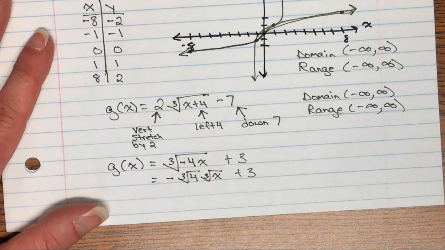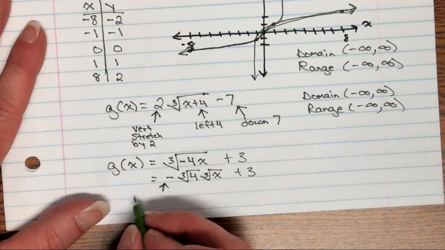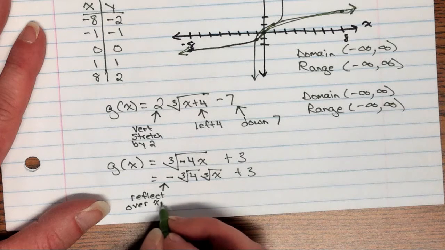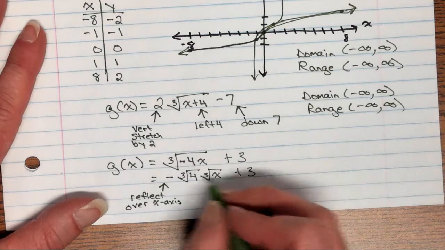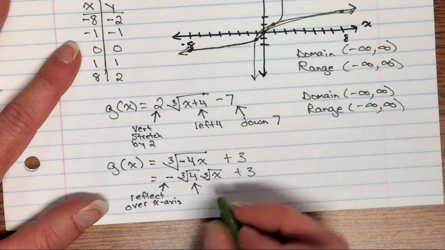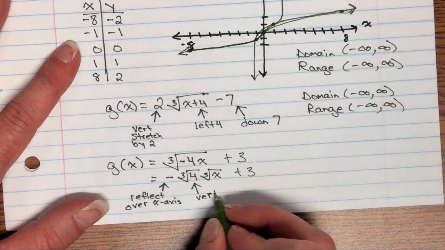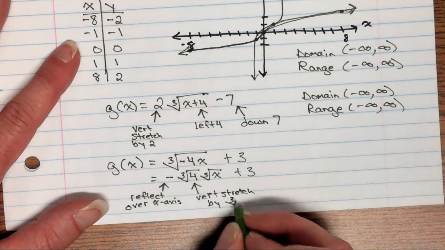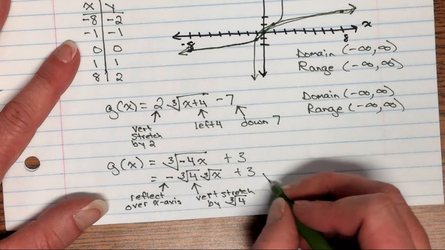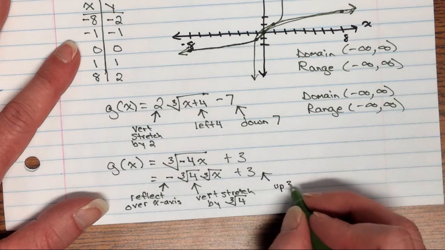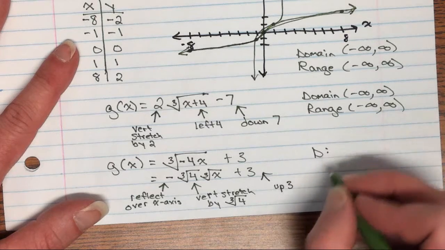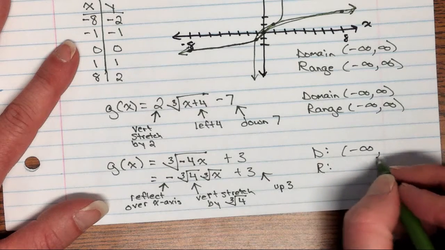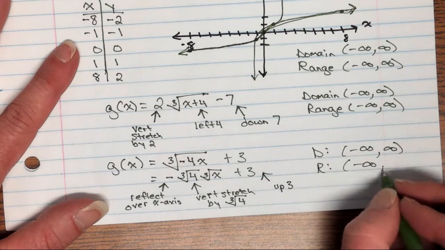So what all is happening? What's the negative going to do? Well, that's going to reflect over the x-axis. What's this cube root of 4 going to do? That's going to be a vertical stretch by the cube root of 4. And then the plus 3 at the end moves it up 3. What's going to be my domain and range? Well, that's easy. Negative infinity to infinity and negative infinity to infinity.